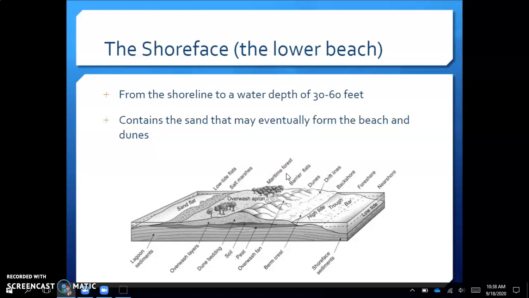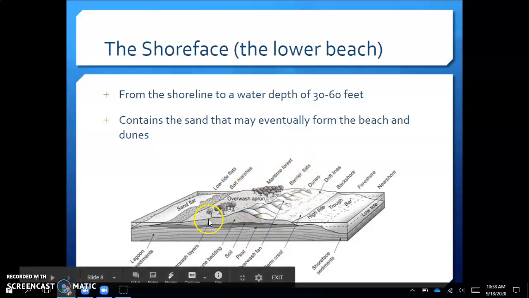The shore face is also known as the lower beach, from the shoreline to a water depth of 30 to 60 feet. This contains the sand that may eventually form the beach and the dunes. So if we're looking at this image here, this is the barrier island itself, so made of sand.